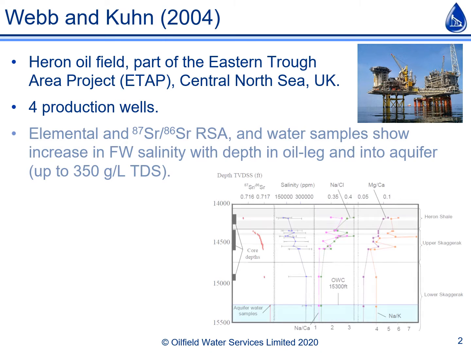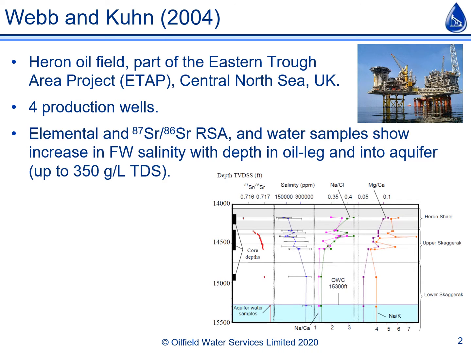This figure shows the formation water analyses obtained from residual salt analysis of core samples. The depth profiles show that with greater depth there is an increase in formation water salinity and strontium isotope ratios, and this is accompanied by a decrease in formation water sodium over chloride and magnesium over calcium ratios. The samples were obtained both from the oil leg and the underlying aquifer.